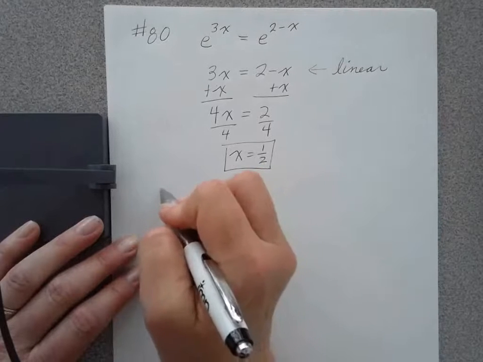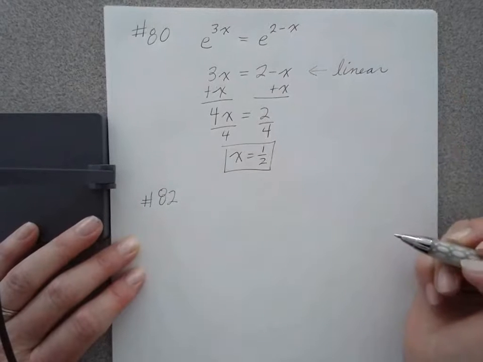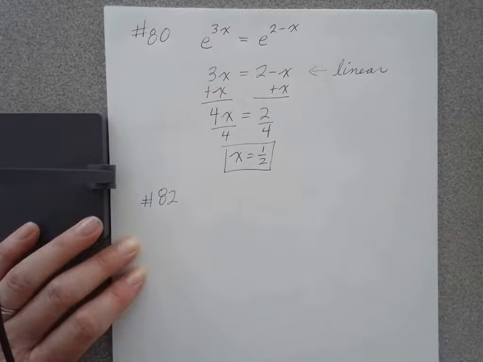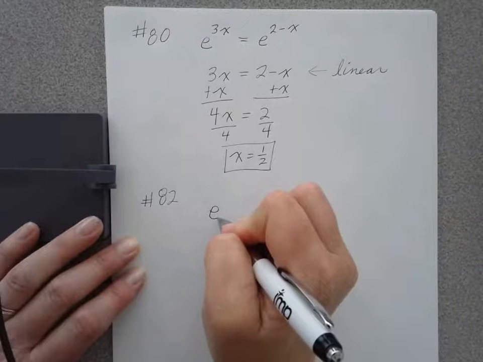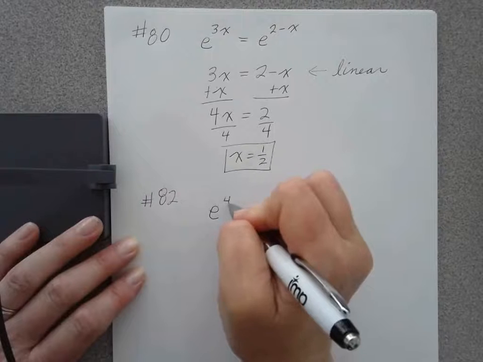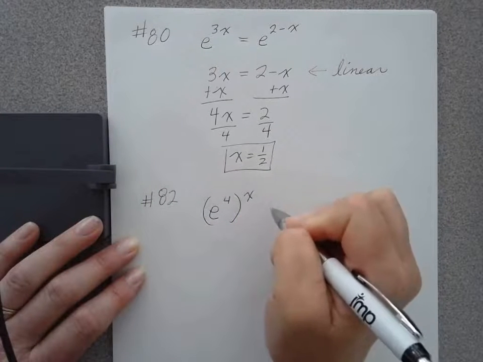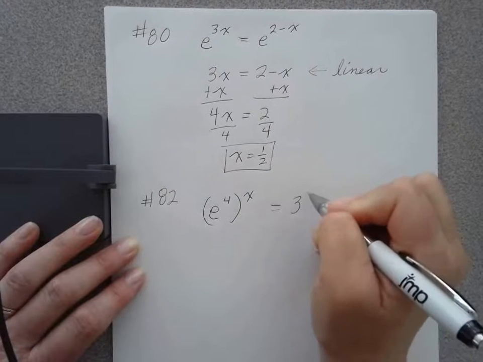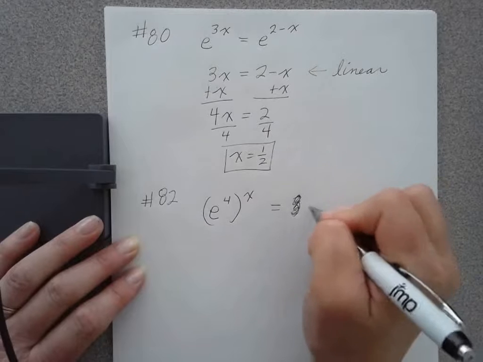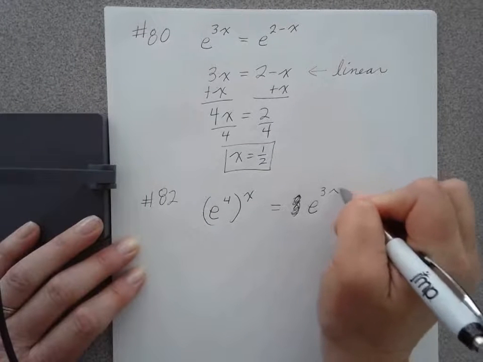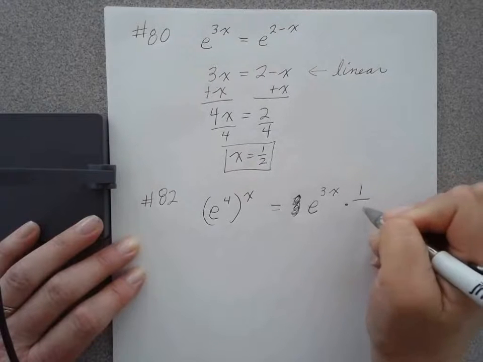Look at 82. Any questions on that one before we go on? Okay, 82. We have e to the 4th power to the x power equals... No, I wrote that wrong. Equals e to the 3x power times 1 over e squared.